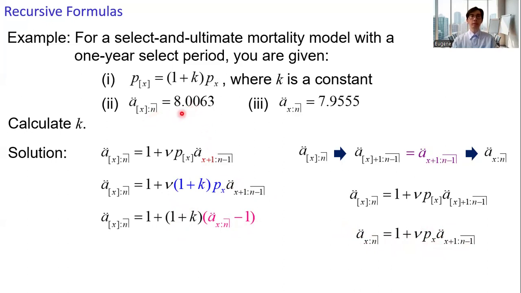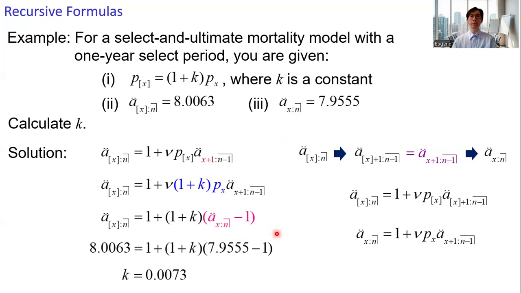With the bracket x, the ä is 8.0063. For standard life, 7.9555. From this, we can solve for the value of k. We have 0.0073.